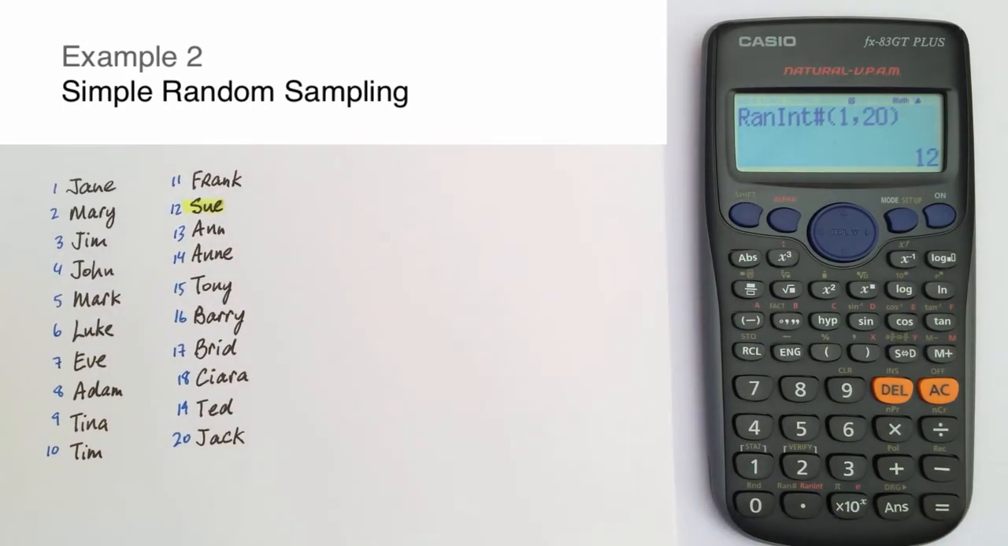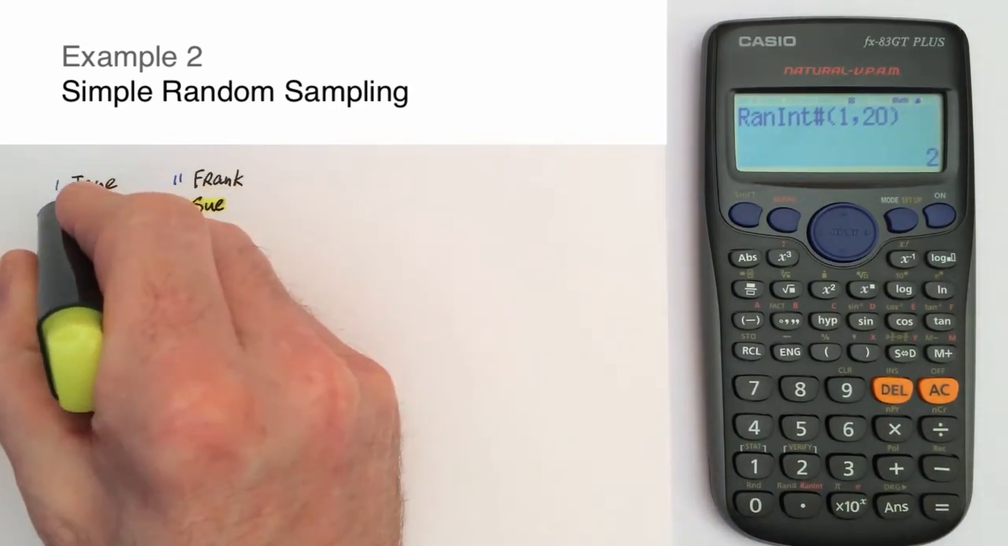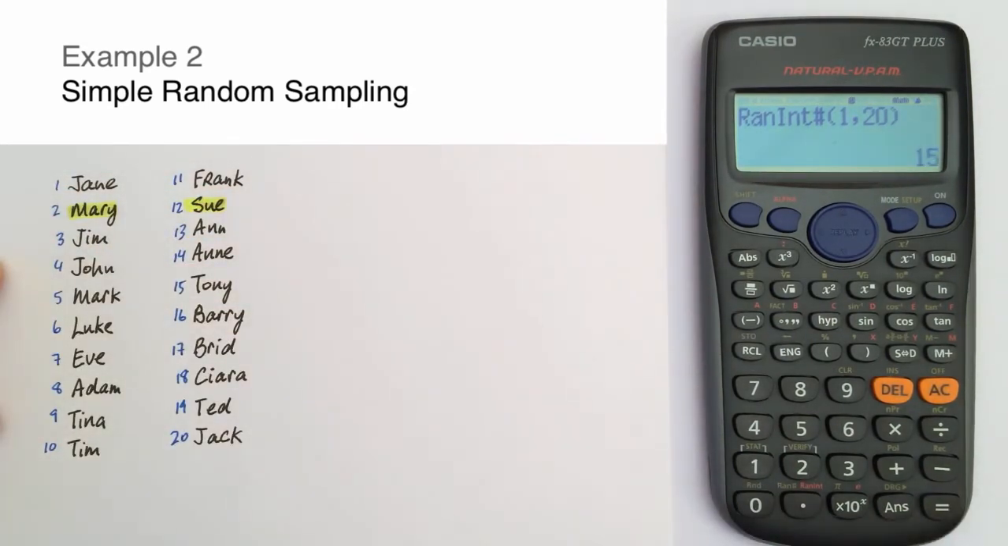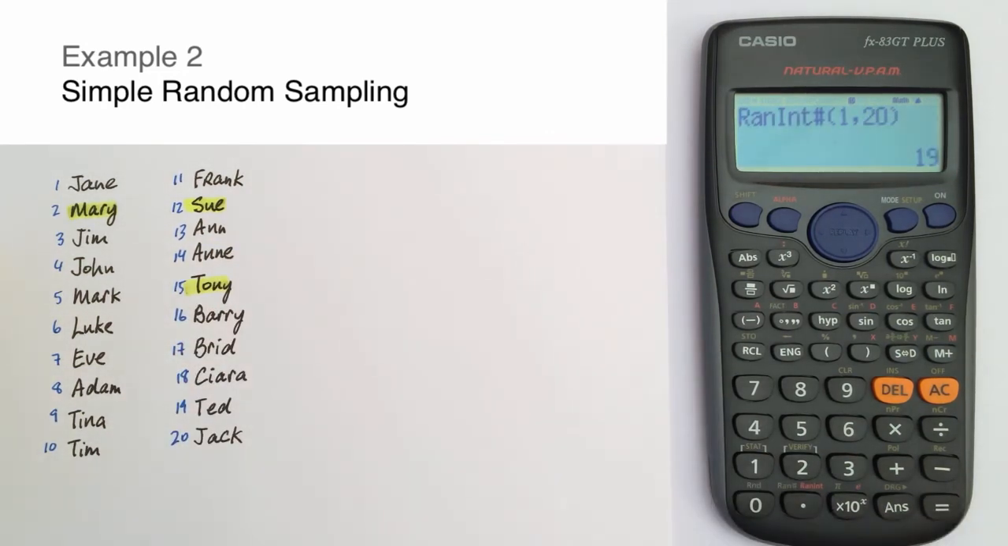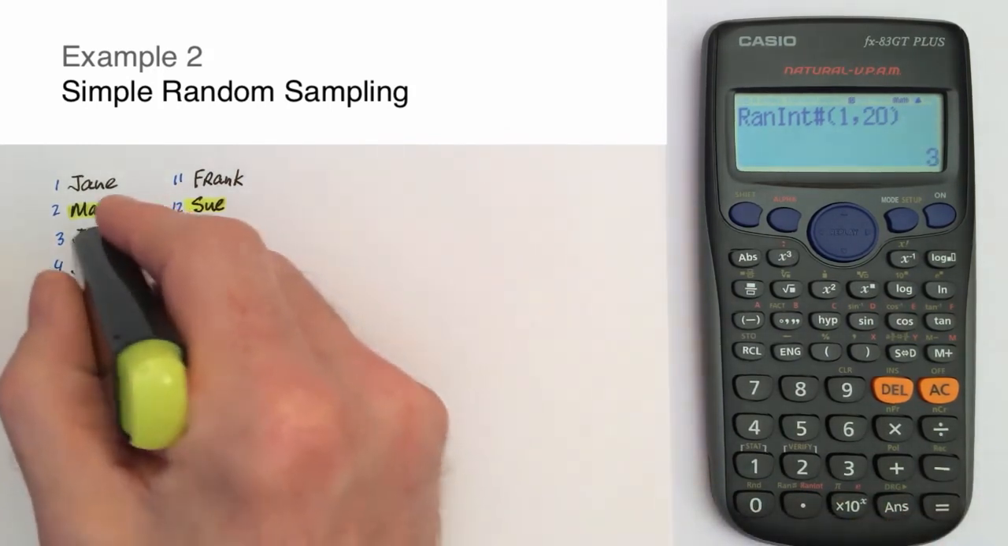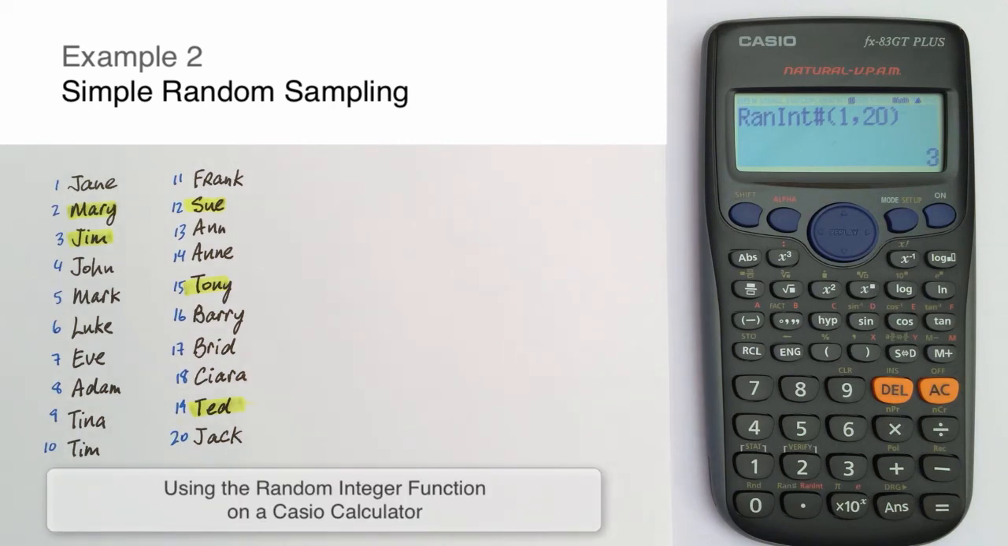Let's choose 5 students here. Just press equals, don't have to type it in again. It's picked out number 2, Mary. Number 15, Tony. Number 19, Ted. And number 3, Jim. And so we could use this maybe to get a sample. We could ask these particular students questions, and maybe from this example you might see how this could be applied to a whole school population. So this would be another way of drawing students' names from a hat, and that would be very fair using the calculator.